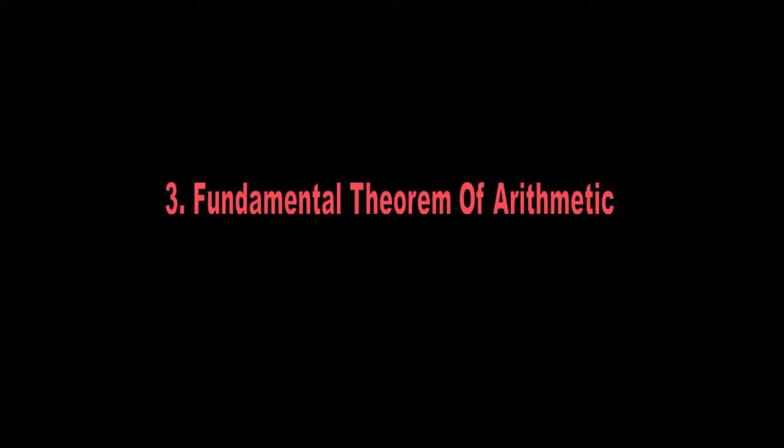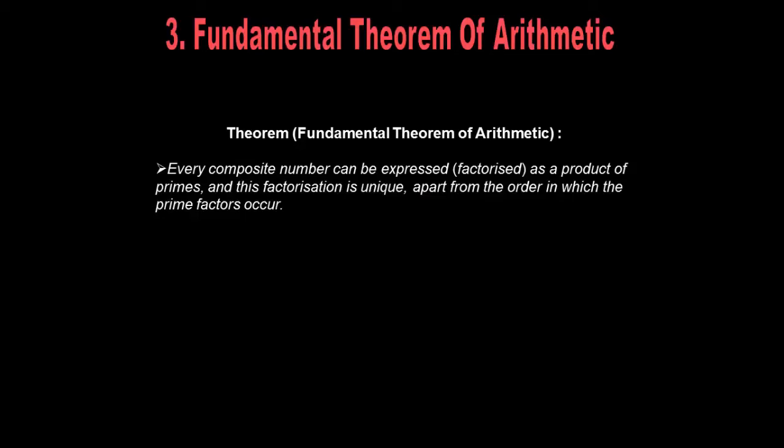So now we'll cover our third topic, that is fundamental theorem of arithmetic. Now as we know, every composite number can be expressed as a product of prime numbers. So this theorem says every composite number can be factorized as a product of prime numbers, and this factorization is unique apart from the order in which they occur. That is, the order may not matter. If we are multiplying 2 into 3 or 3 into 2, it will not matter, but the prime factors which are multiplied to get that composite number will be unique.